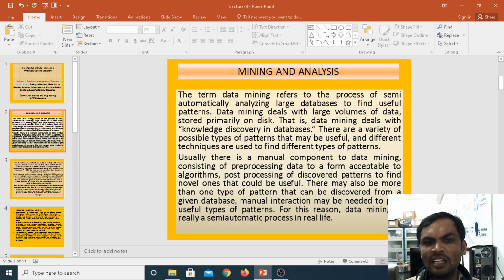Data mining deals with the larger volume of data stored primarily on the disk. Data mining deals with knowledge discovery in databases. A variety of possible types of patterns may be useful, and different techniques are used to find the different types of patterns.